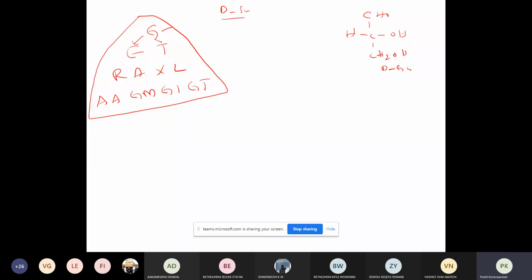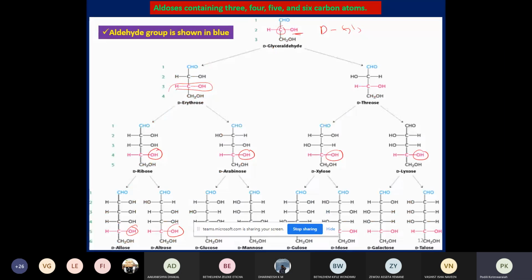When we increase one carbon, we get erythrose and threose. From erythrose, after introducing one more carbon, we get ribose and arabinose. From threose, we get xylose and lyxose. From ribose, when we introduce one more carbon, we get allose and altrose. From arabinose, glucose and mannose. From xylose, gulose and idose. From lyxose, galactose and talose. I will just show you one.